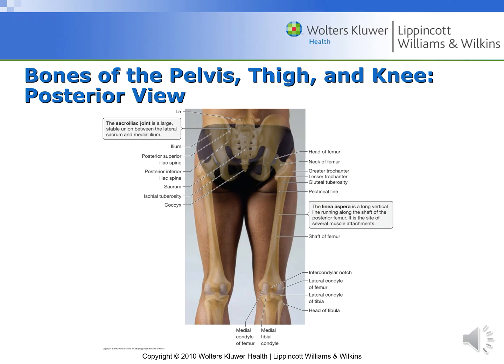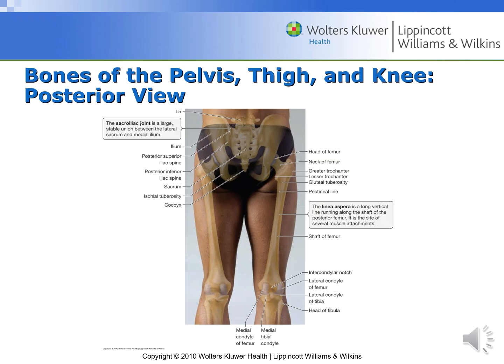Over on the right-hand side, we see the head of the femur, the neck of the femur, the greater trochanter, the lesser trochanter, and the gluteal tuberosity. We can see the pectineal line. We also see the linea aspera. This is a long vertical line running along the shaft of the posterior femur. It is the site of several muscle attachments.